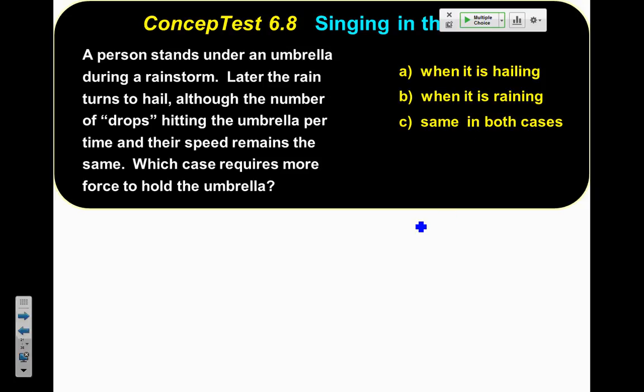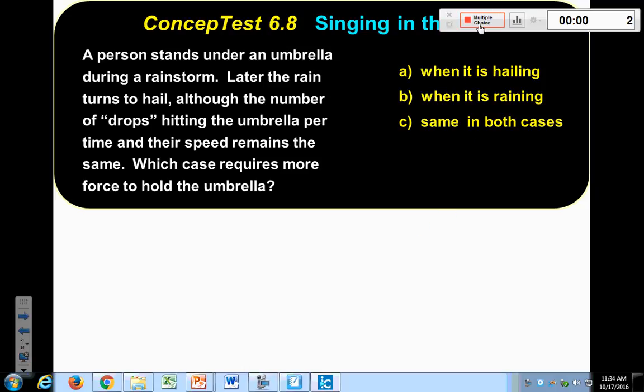All right. We'll do this one. This one's a similar idea. You're in a rainstorm, it turns to hail, but you still have the same number of drops that land on your umbrella, except it was rain before, and now it's little pieces of ice. Same mass, same number, same speed. But which case requires more force to hold the umbrella?